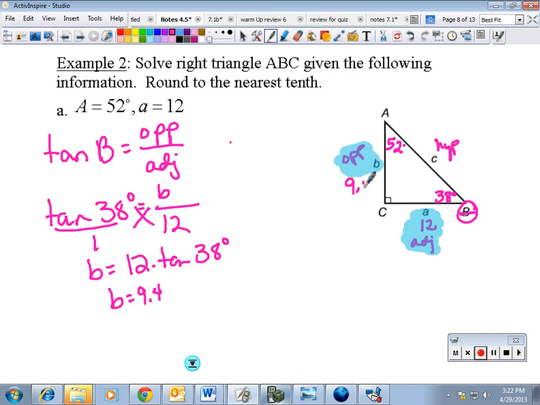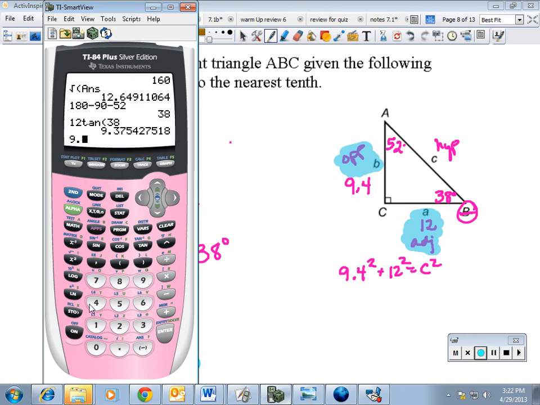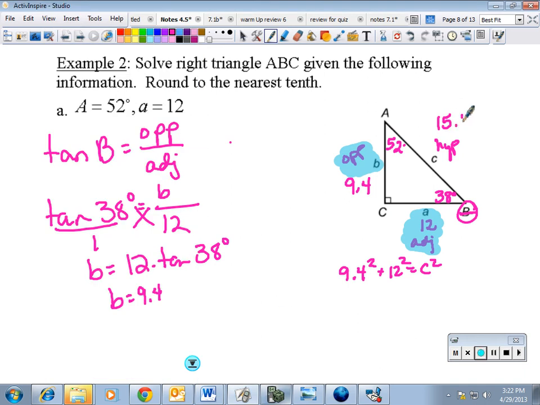Once we find that, then we just do Pythagorean theorem. Let's see, 9.4 squared plus 12 squared. Take the square root of that. Whoops. What did I do? And we get 15.2 for the other one.